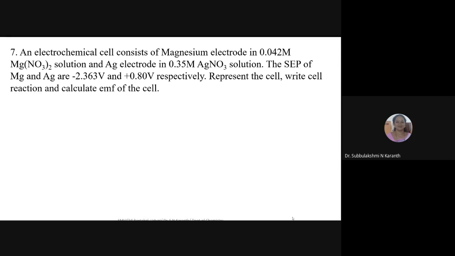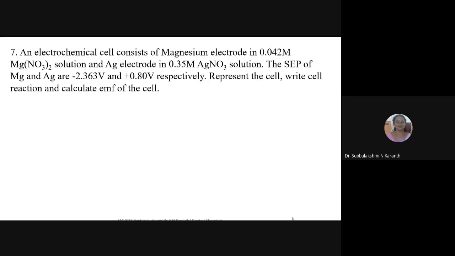Here, an electrochemical cell is formed consisting of a magnesium electrode, that metal is dipped in a 0.042 M magnesium solution, and a silver electrode in 0.35 M AgNO3 solution. The standard electrode potentials of magnesium and silver are minus 2.363 volt and 0.8 volt respectively. Represent the cell, write the cell reaction and calculate the EMF of the cell.